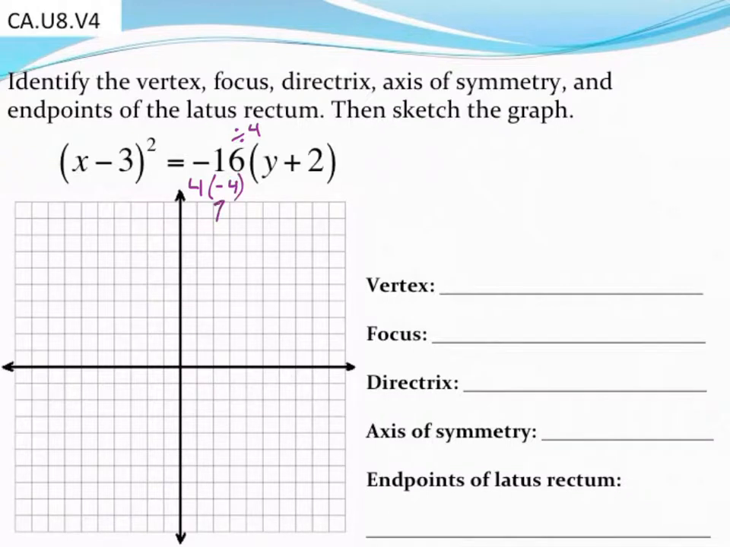That value is important because that negative 4 is going to represent the p-value, or the distance to the focus. So that's going to be important for when we start to graph this. So we've done that first. Let's go ahead and start analyzing this here on the side, and then we can make our picture of this parabola.